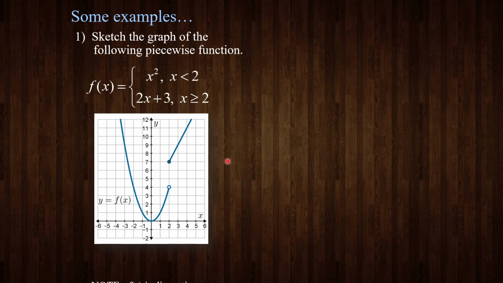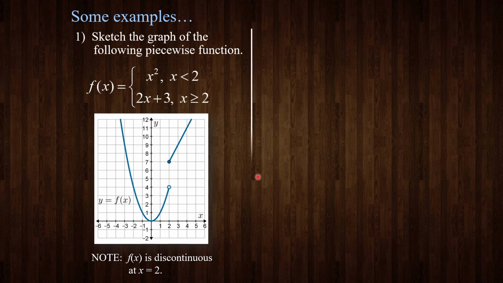Okay, so that's what it looks like. Notice we do have discontinuity. At x equals 2, we jump from the parabola here up 3 to the line here. That gap there means we have a discontinuity. So the graph or the function is discontinuous at x equals 2.